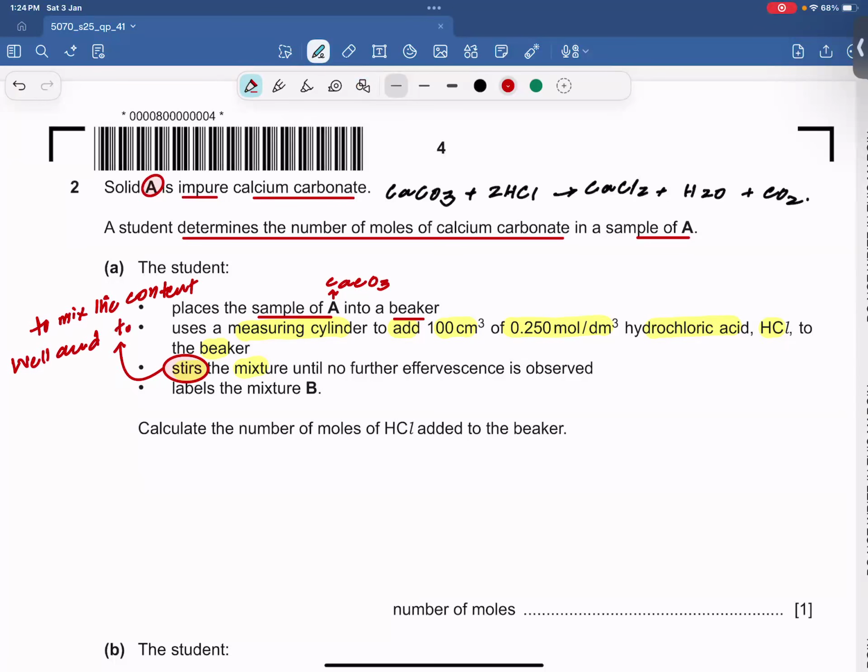And to mix the content well until no further effervescence is observed. What does it mean? If no further effervescence is observed, then it means the reaction is finished.